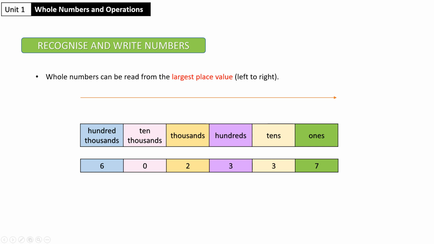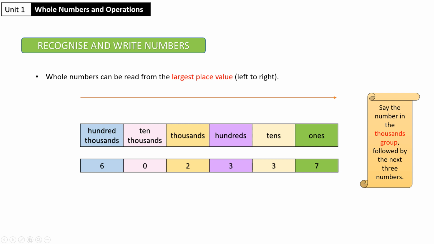Okay, cikgu sudah letakkan every place value itu angka-angka. 7 in ones, 3 in tens, 3 in hundreds, 2 in thousands, 0 in 10,000, 6 in 100,000. So, how do we say the number correctly? Bagaimana cara kita untuk menyebut nombor itu dengan betul?